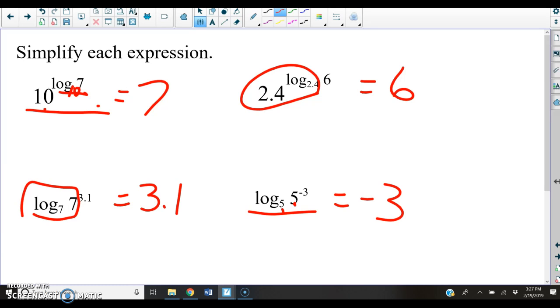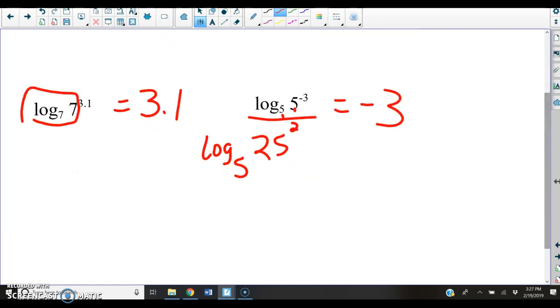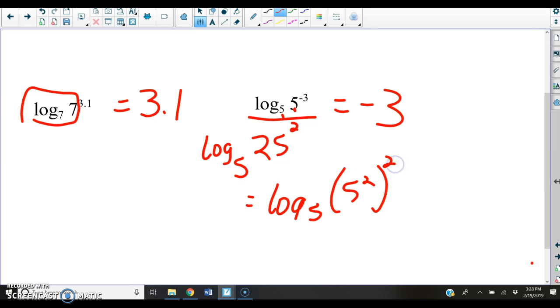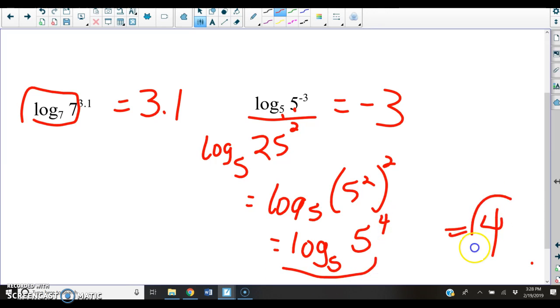And that could happen. So, you know, if they have the log base 5 of 25 to the 2, well, then you might have to rewrite that. Let's see if I can get it to work. So it's the log base 5 of 5 squared, which is the log base 5 of 5 to the 4th. And now you say, hey, they match. I just get that exponent 4.